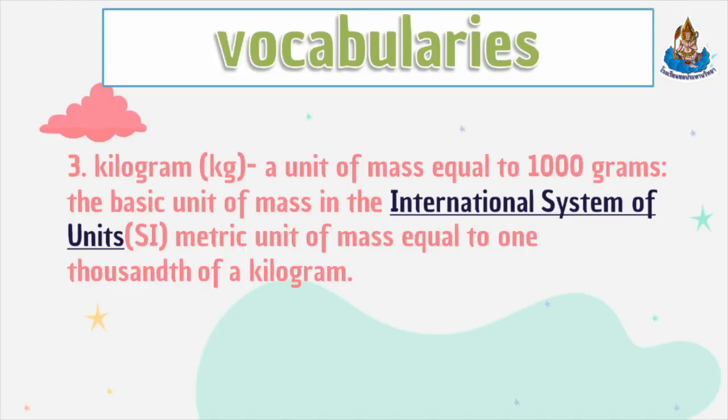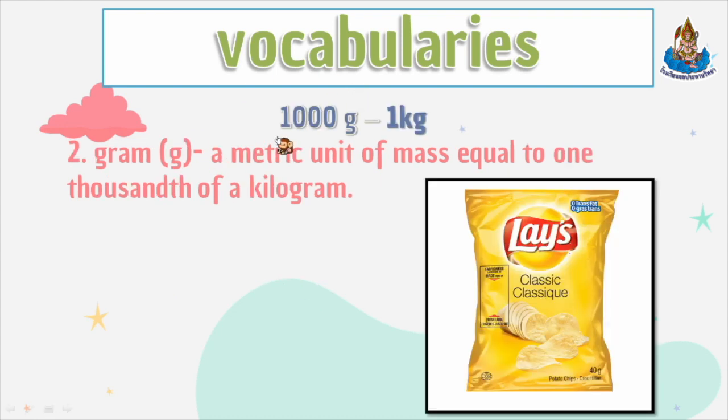Next, kilogram. The abbreviation of it is kg. Let's all read. Kilogram, a unit of mass equal to 1,000 grams. The basic unit of mass in the International System of Units, or SI. Okay, just like a while ago, 1,000 grams is equal to 1 kilogram.